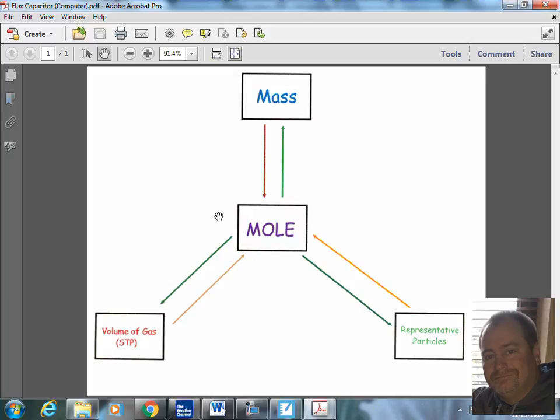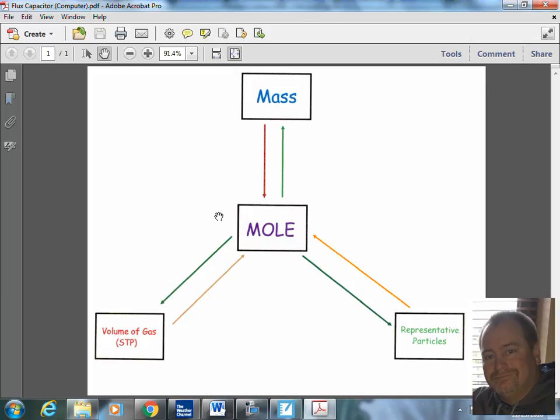Now, did it say the volume of a liquid? Does it say the volume of a solid? No, it only says the volume of a gas. So we are only dealing with gases here. So, at standard temperature and pressure, 1 mole of any gas has a volume of 22.4 liters.